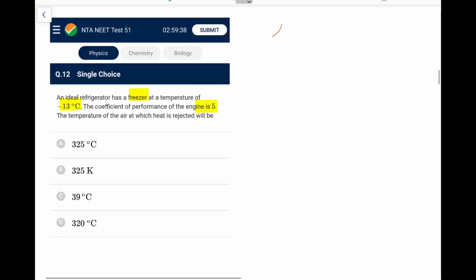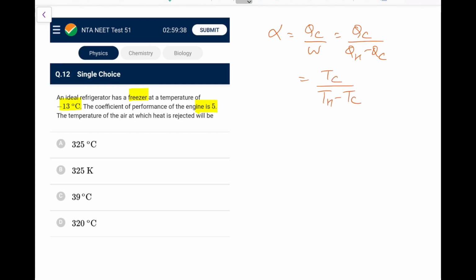So coefficient of performance alpha. What we say alpha as QC upon W, or you can write it as QC upon QH minus QC, that you know. And because it is the ideal one, I can take the ratio as TC upon TH minus TC, because QC by QH is TC by TH. So that is alpha. So what we have till now, alpha is 5.